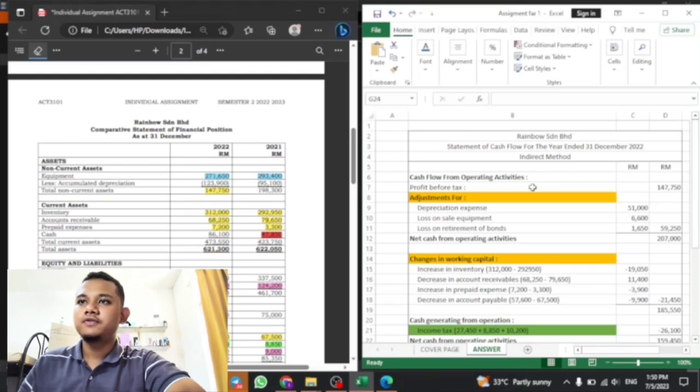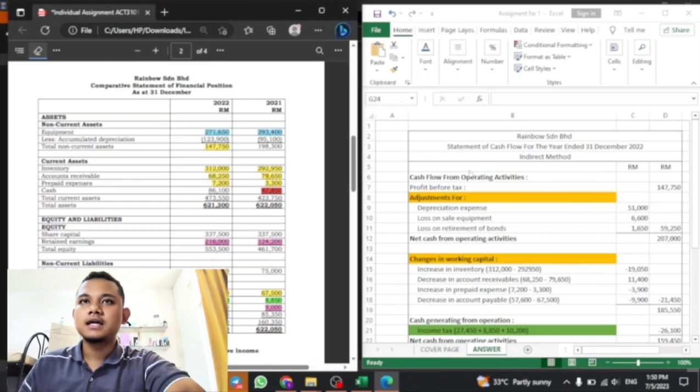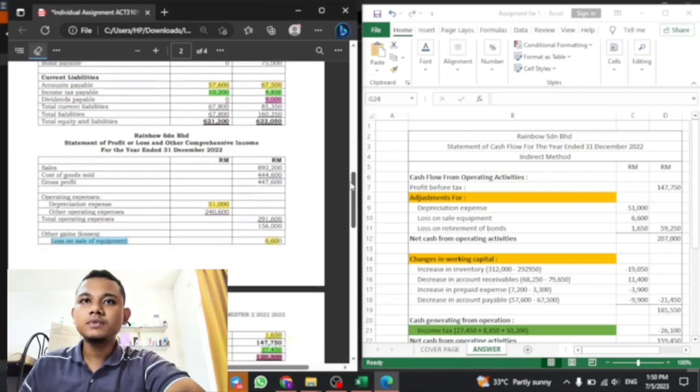First thing first, we write the cash flow from operating activities, followed by the profit before tax, which is RM147,750, and the depreciation expenses RM51,000, loss on the sales of equipment 6,600, and the last one is loss on retirement of bond RM1,650. All these amounts I get from the statement of profit or loss and other comprehensive income.